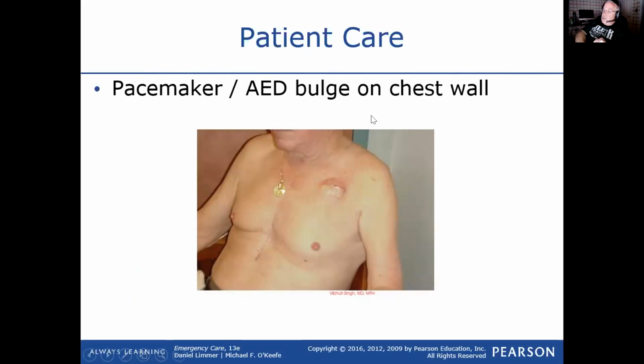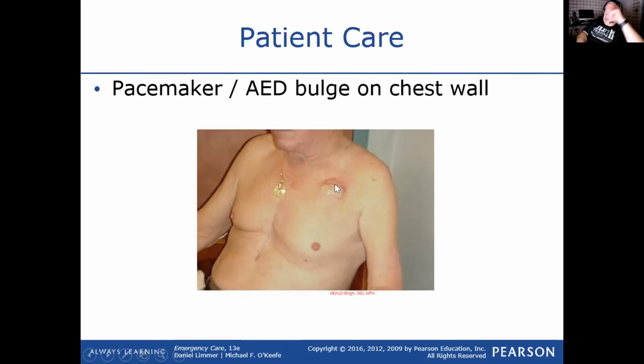This is showing you the bump that would appear on a patient's chest if they had an implantable defibrillator or implantable pacemaker, or actually most of them are both now. They're a combination of a pacemaker, which can send signals to the heart to get it to start working or to get it to beat in a normal rhythm, and a defibrillator to shock the patient.